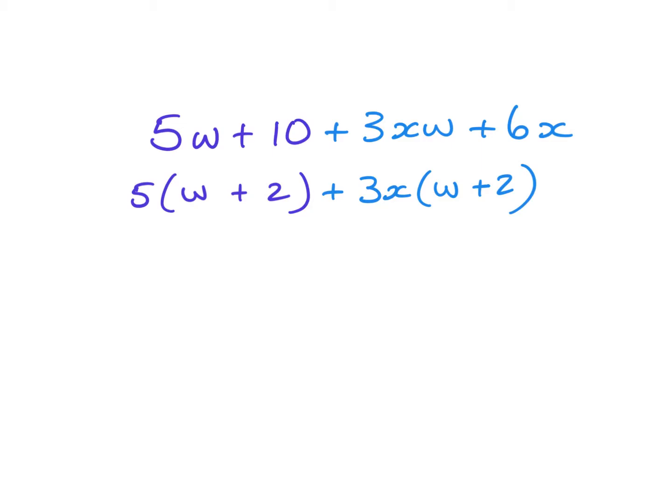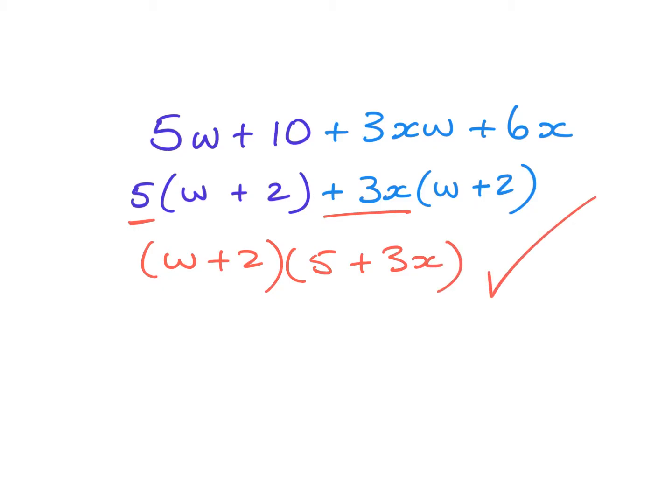So now I can ask myself, what do I have in common in these two terms over here? Well, I have a w plus 2 over there and a w plus 2 over there, so those two are common. So I can put those two inside their own little bracket, which I'll do plus 2. And what do I have left over here? Over 5, and I have a plus 3x over there. So 5 plus 3x over there, and I have solved it.